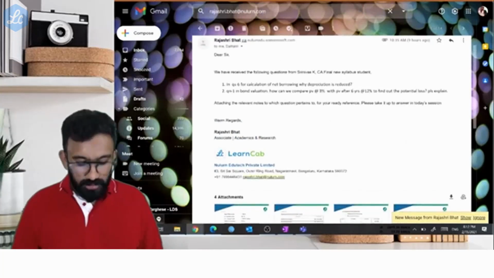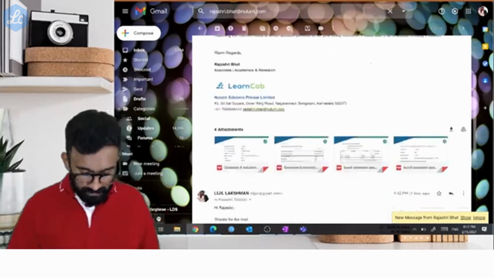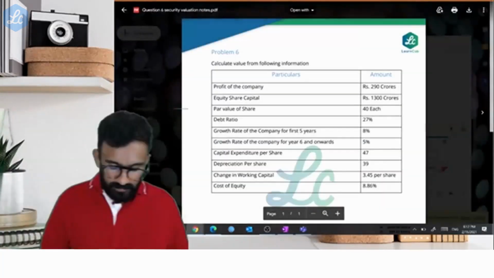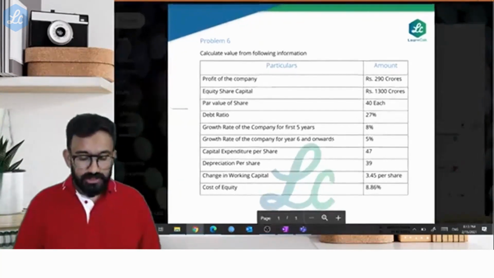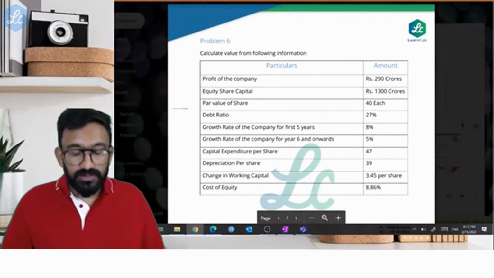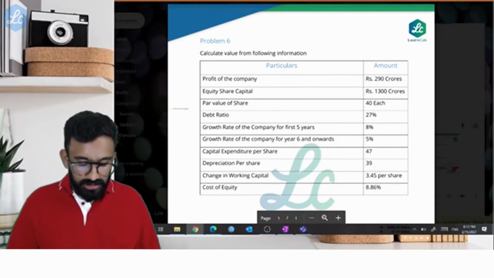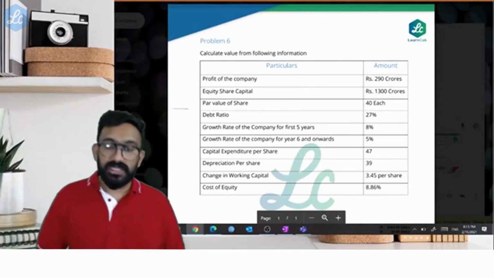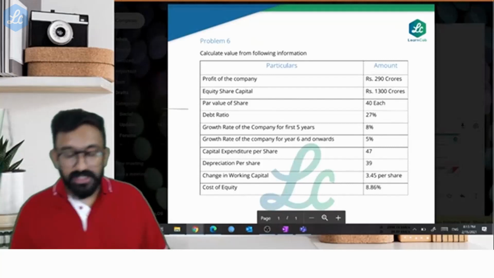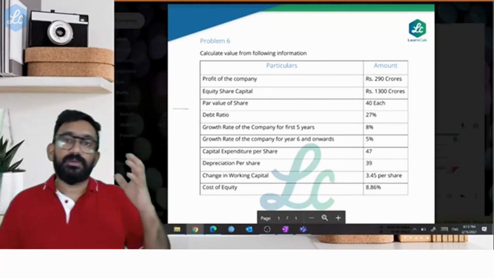He had put out two questions. In question number 6, for calculating net borrowings, why is depreciation reduced? Let me look into this question number 6. Okay, I'll quickly tell you what this question is all about. This question is asking you to compute the value of the share, and they have given you the profit of the company, 290 crores. Equity share capital is 1300 crores. Par value of the shares is 40 each. Which means that you can compute how many outstanding shares there are. If you divide the profit of the company by the outstanding shares, you will get the earnings per share.